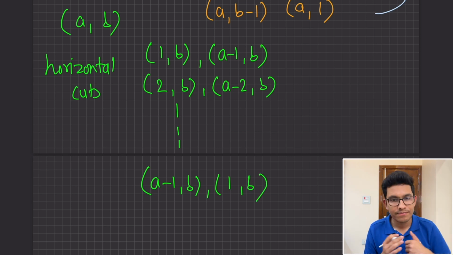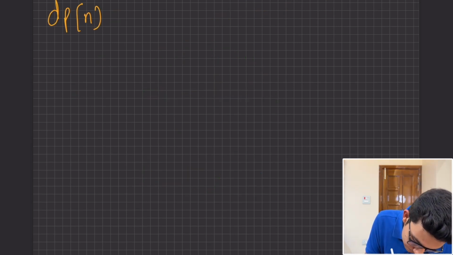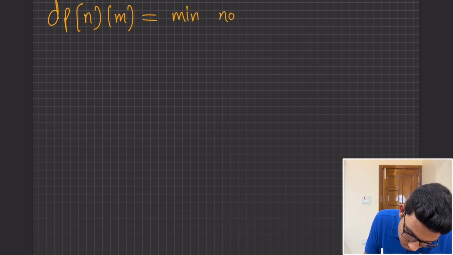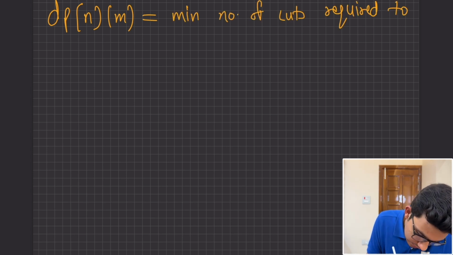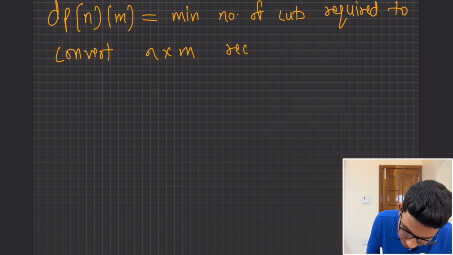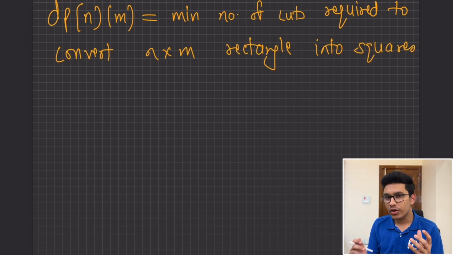Alright, so now can I define my DP state as something like this? DP of n comma m is equal to the minimum number of cuts required to convert an n cross m rectangle into squares. Yes, and what is going to be the transition now?